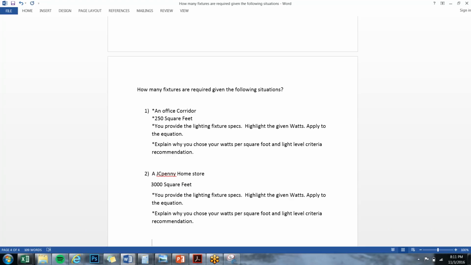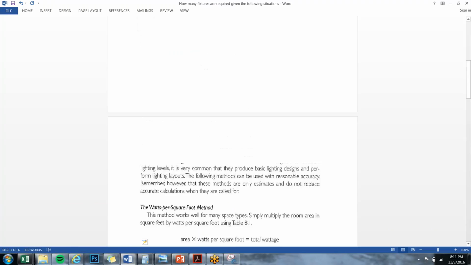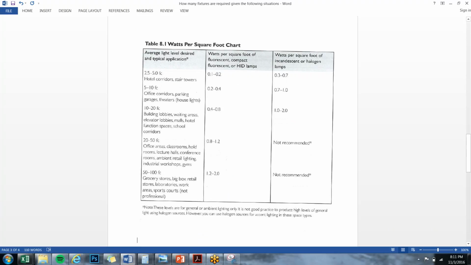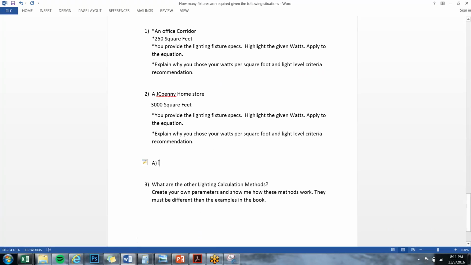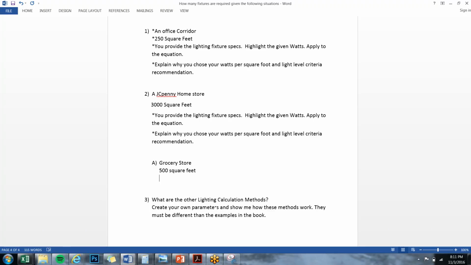So here's A, and I had to pick an area for you. If I look at my areas, this is how I went about picking it. I want it to be on the chart for you guys. So let's say that we have a grocery store. That would have been given to you. I was functioning from the fact that you have a grocery store. And my grocery store is only 500 square feet. Little tiny grocery store, if you could call it that. All right. And then you provide the light fixture.